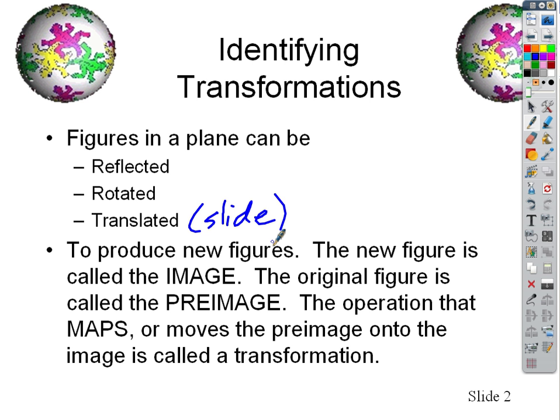To produce new figures, we can do all three of these things. Okay, the new figure, now this is the part we have to be careful about. The new figure is always going to be called the image. Okay, that's what we end up with, is the image. That's the result of the transformation. What we start with is called the pre-image. Now, pre means what? Before. Sure, if you're watching a preview of a movie, that's something you watch before you are able to watch the movie. The movie didn't come out yet, right? So pre means before. So the pre-image is what you start with, and the image is what you end up with.